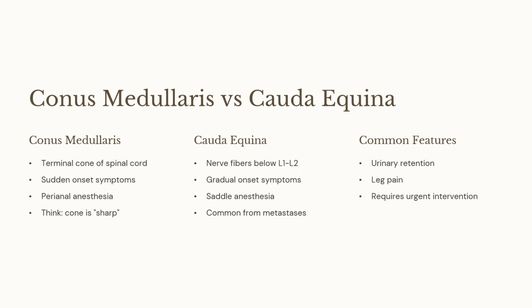Now both conditions can cause urinary retention as well as pain in the legs. How do we differentiate between the two? Conus medullaris is sudden. There is a clue: a cone is very sharp, isn't it? So the pain is very sudden. This is because all the nerve fibers are closely packed in the conus medullaris. Therefore, conus medullaris is very sudden and it will result in perianal anesthesia. Whereas cauda equina syndrome is gradual onset and it will result in saddle anesthesia. These are the two important differences between conus medullaris and cauda equina.